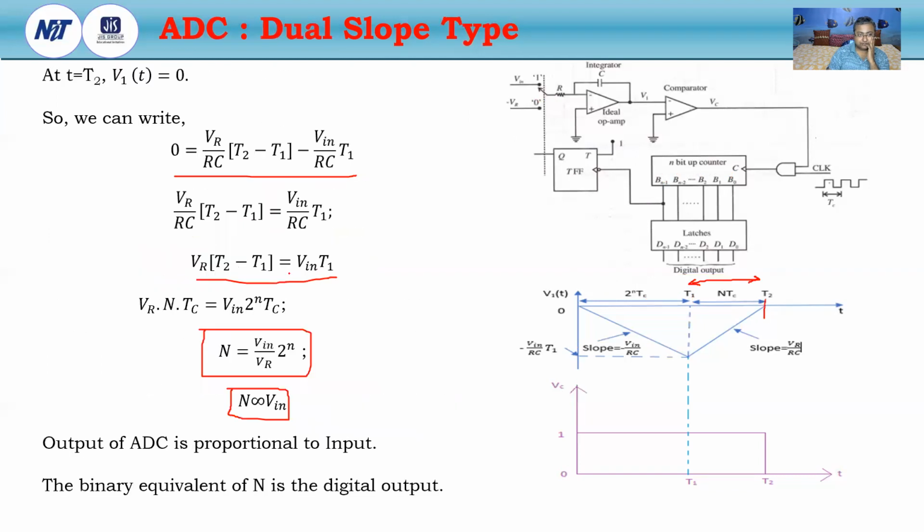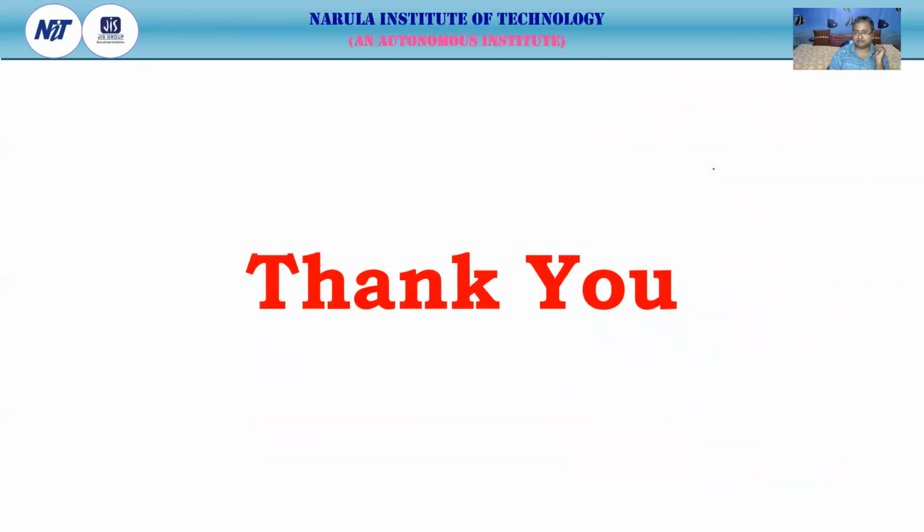So at the time of T2 and at the time of T1, the value of V1 will be calculated. According to V1, VC will be set to 1 or 0. When it is 1, the counter will start counting. When it is 0, the counter will stop counting after completing the 2 to the power of N pulses as 1 1 1 1. So this is the basic principle of the dual slope ADC. Thank you.